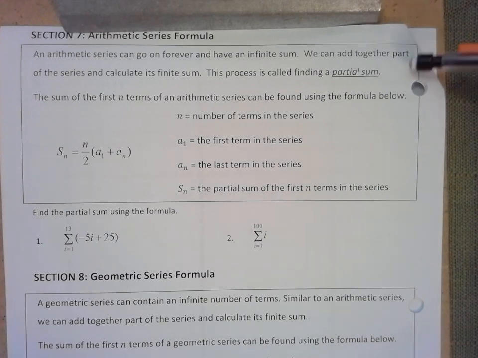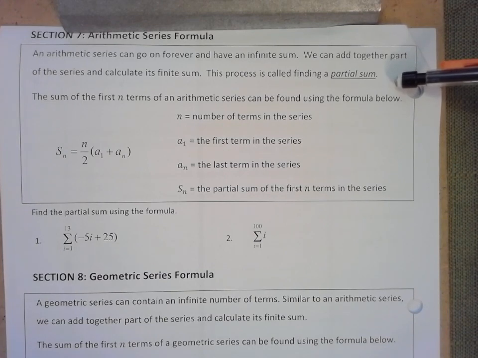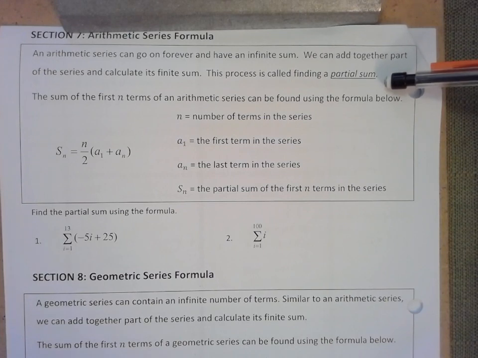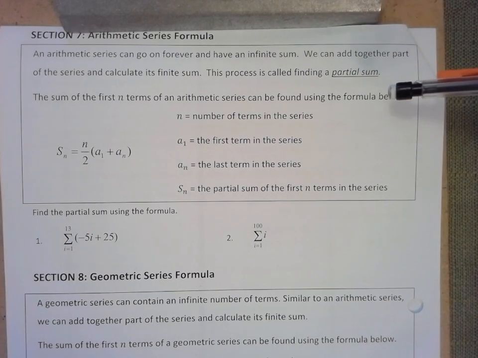What we're going to do here instead is not add an infinite number of terms in an arithmetic series together. We're just going to add a finite number of terms. This is called finding a partial sum. Because the series does not end unless it has a terminating value for the index, there's no real reason why we should add an infinite number of these terms together. So we're going to add just a part of that series together.